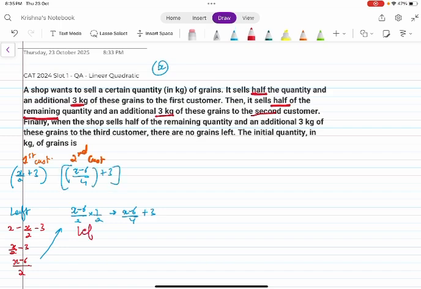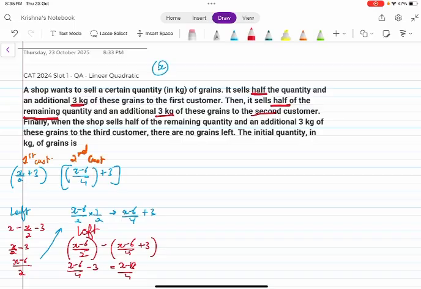And now what are they left with? They are left with nothing but what they had, (x minus 6) by 2, minus what they gave to the second customer, that is (x minus 6) upon 4 plus 3. This is what they gave. So you can just calculate it easily. It's not that difficult. So it will come out to be (x minus 6) upon 4 minus 3. That gives us, 4 3s are 12, (x minus 18) upon 4. So they are left with this (x minus 18) upon 4.